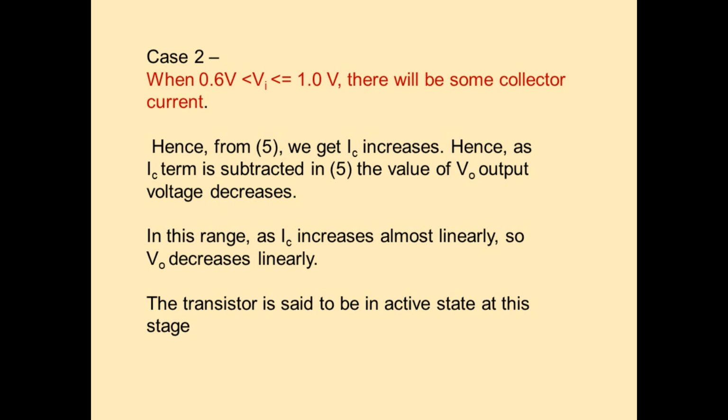In the second case, if input is in between 0.6 volt and 1 volt, there is some collector current, so IC into RC has some value. Output V0 decreases. So in this range IC increases almost linearly, so V0 also decreases linearly, and in this region, when the input voltage is in between 0.6 volt and 1 volt, the transistor is said to be in active state. Output decreases linearly.